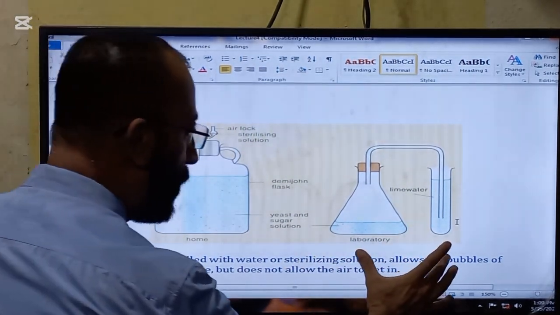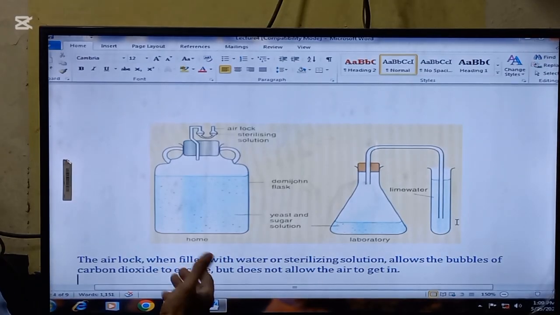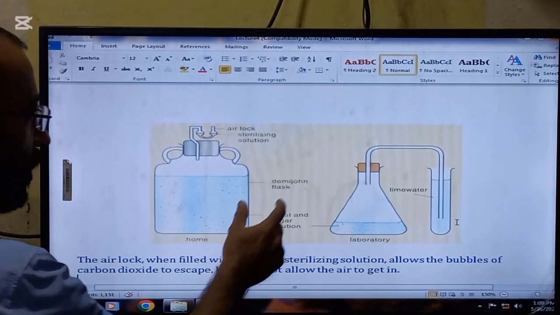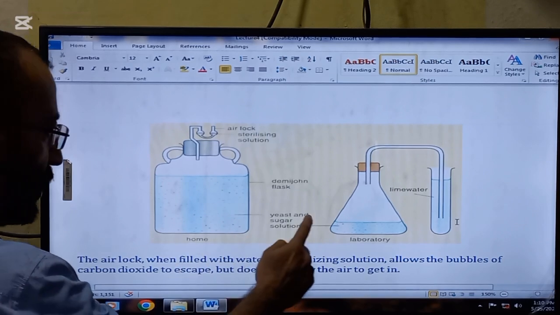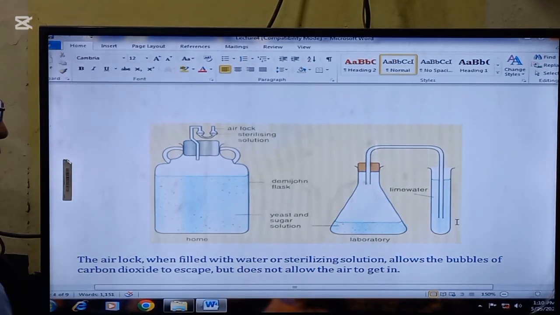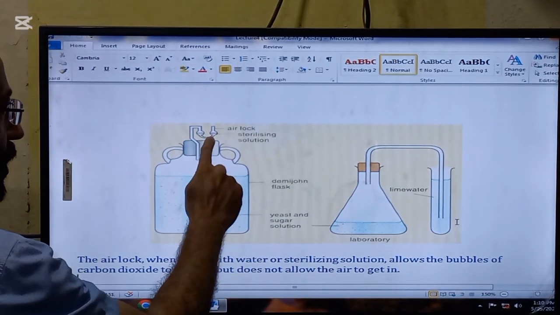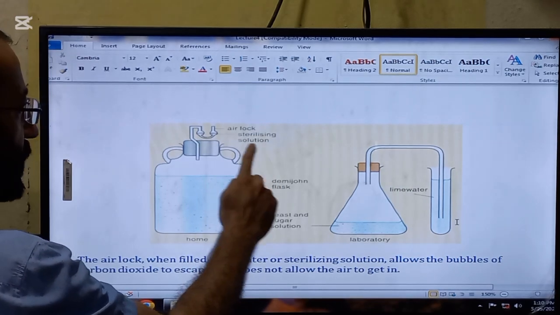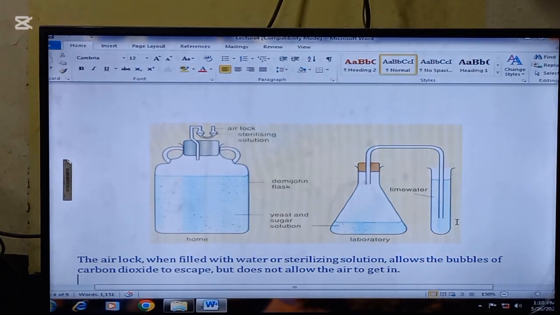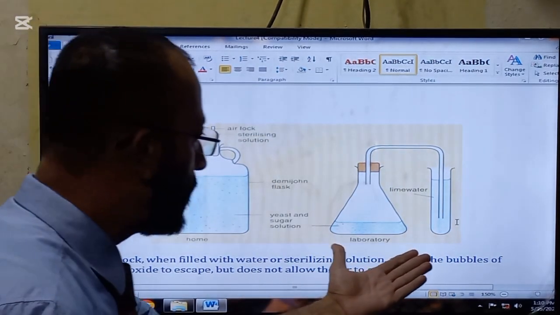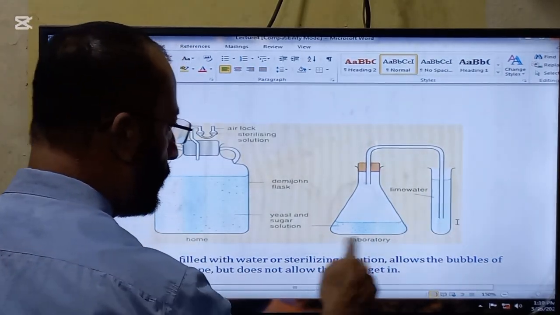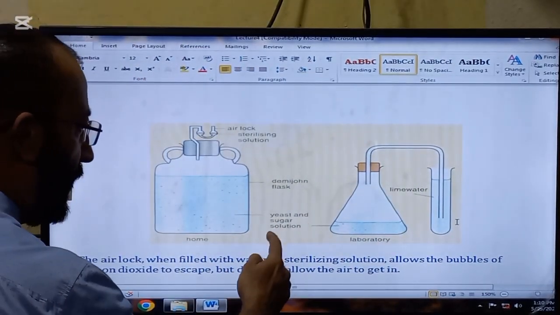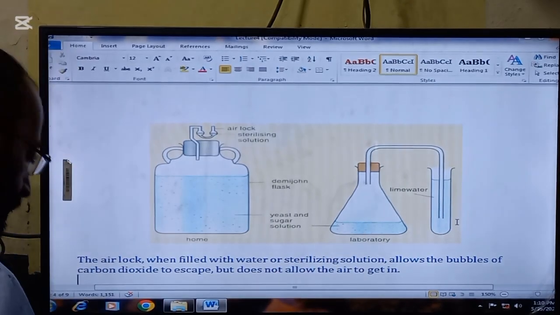Here is the laboratory process. Here is the home process. This flask is called a demijohn flask. In this, the yeast and sugar solution is here. This is the airlock, and the sterilizing solution is here. This is the laboratory apparatus. Lime water is here and the yeast and sugar solution is here.